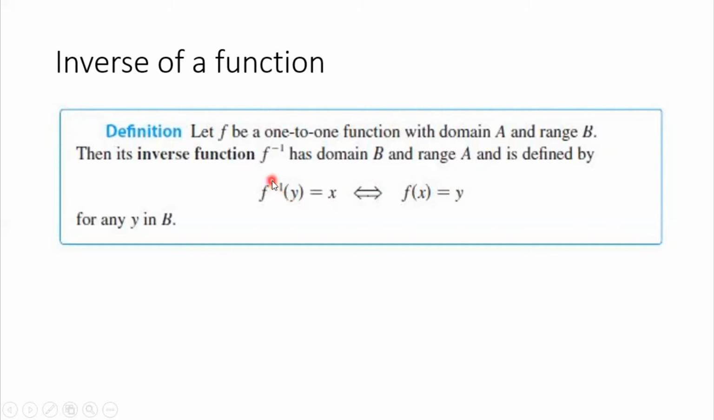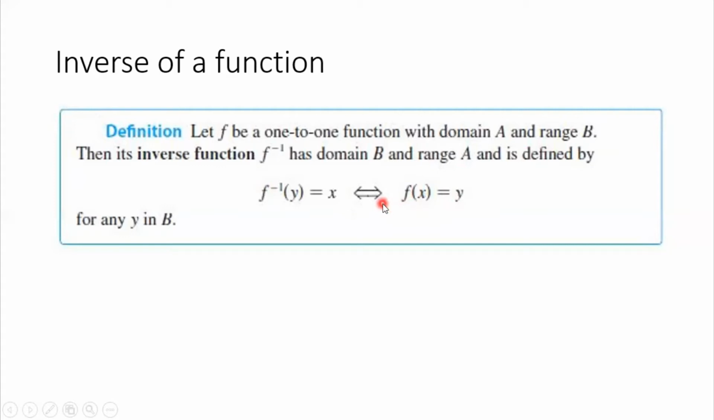That's why, as you notice, f inverse of y is equal to x. Y here is an element in the range of the given function, which is now an element in the domain of the inverse function, and x is an element in the domain of f, which is now an element in the range of the inverse function. So f of x is equal to y. X is an element in the domain A, and y is an element of the range B.